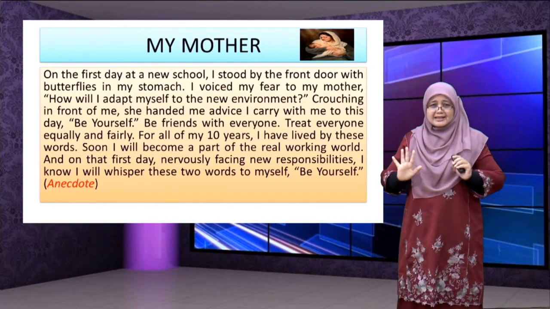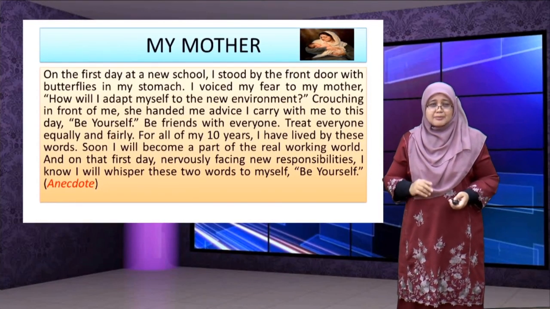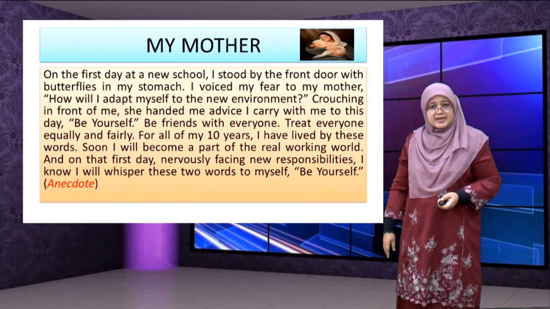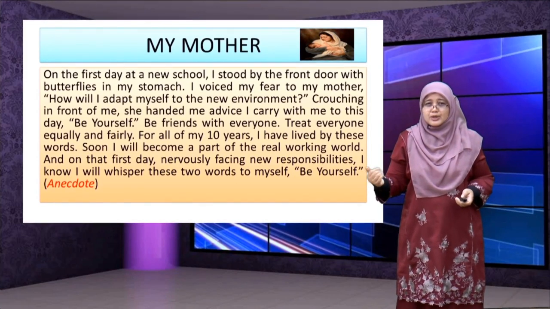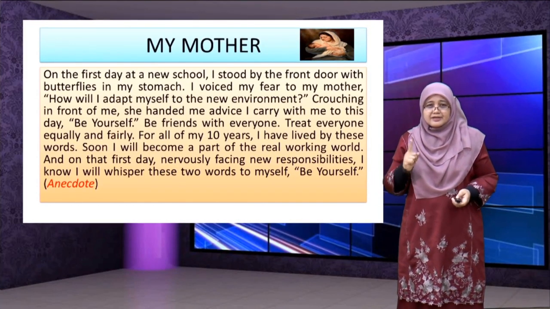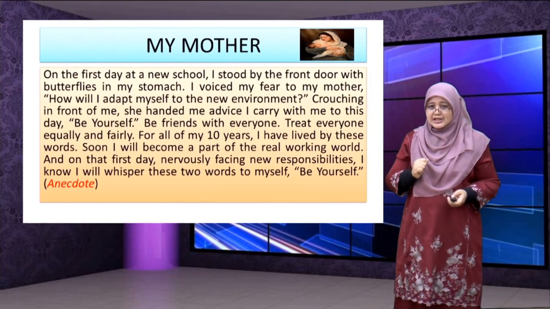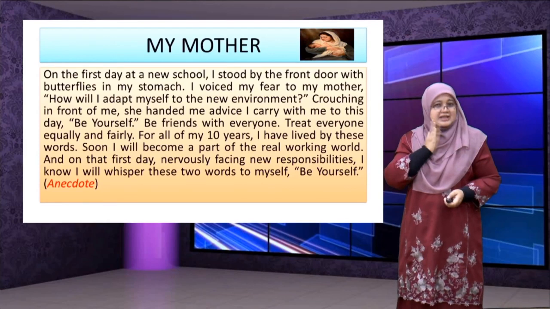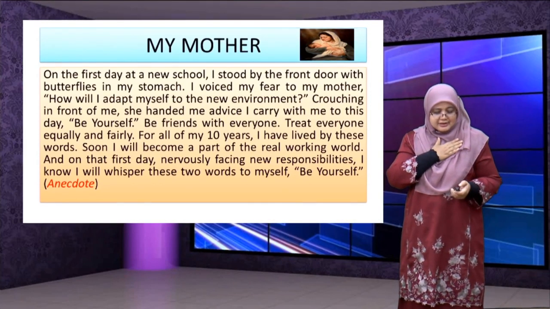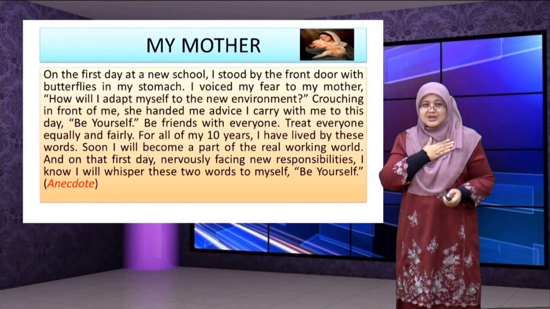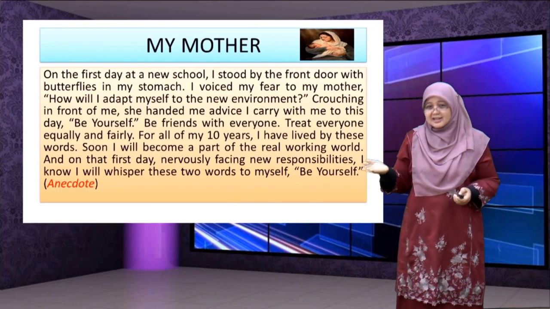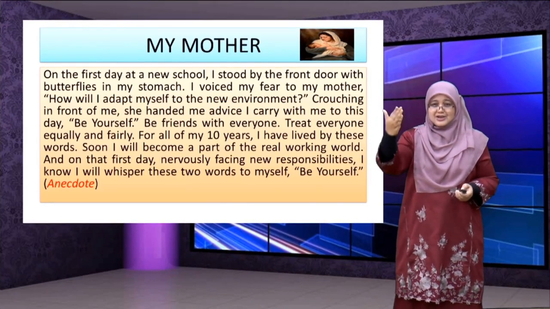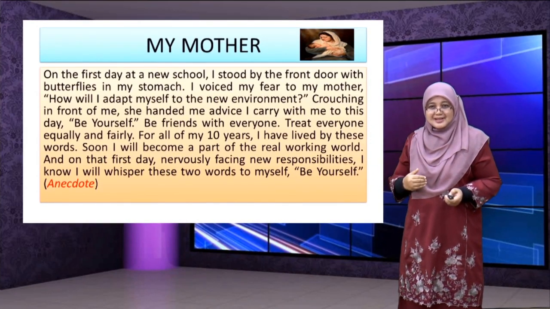For all of my 10 years, I have lived by these words. Soon, I will become a part of the real working world. And on that first day, nervously facing new responsibilities, I know I will whisper these 2 words to myself. Just be yourself. It is interesting, right? Now you are relating your readers to your own experience.